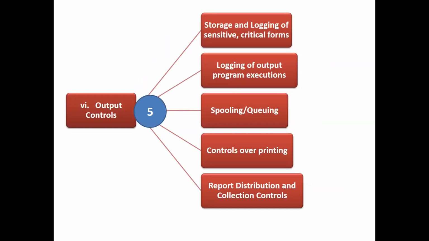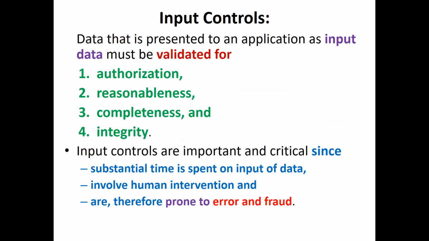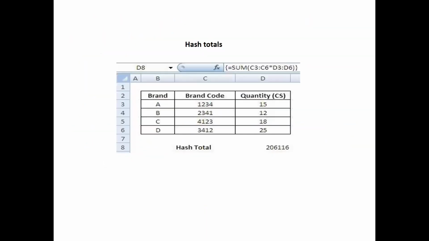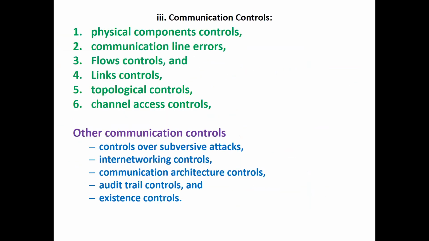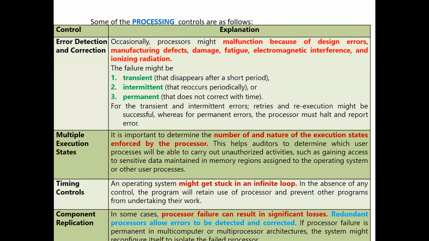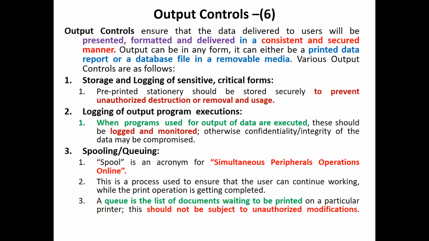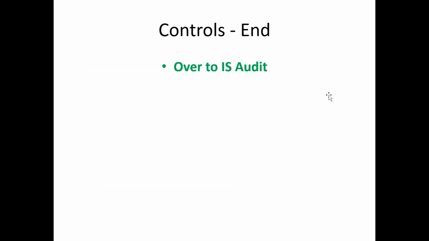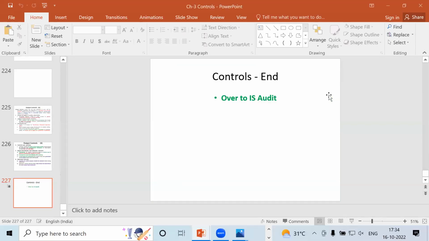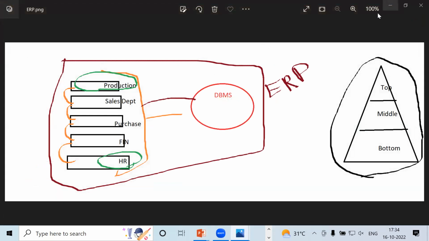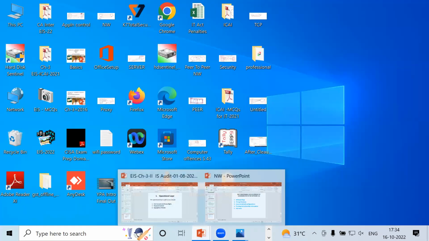Now output control, as I said: storage, logging of output, spooling, queuing, controls over printing, report distribution. All these are self-explanatory. So let us complete this. I think this is sufficient. So the next portion is audit. Audit you can see on your own, because whatever we had seen is related to controls. Audit is you are ensuring that the controls are appropriately implemented.